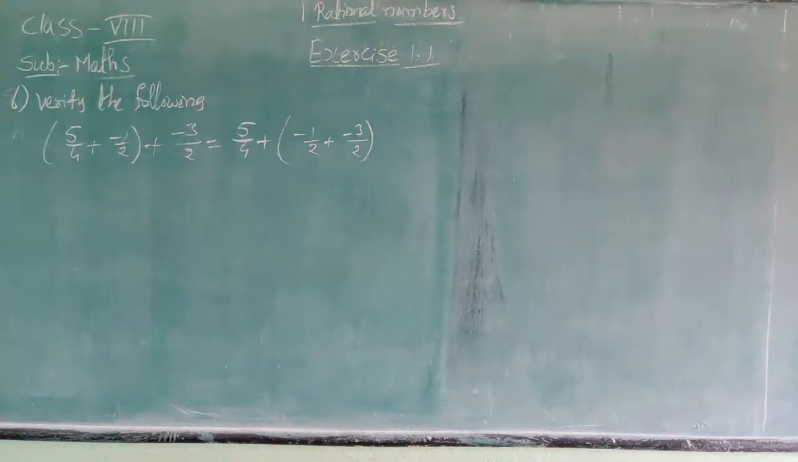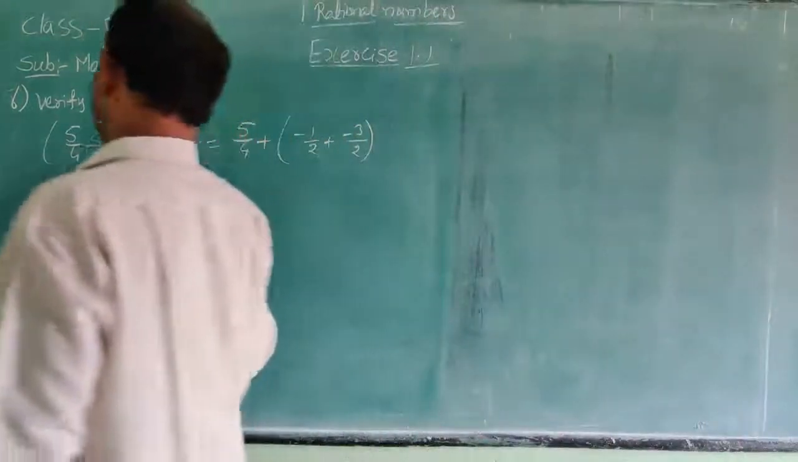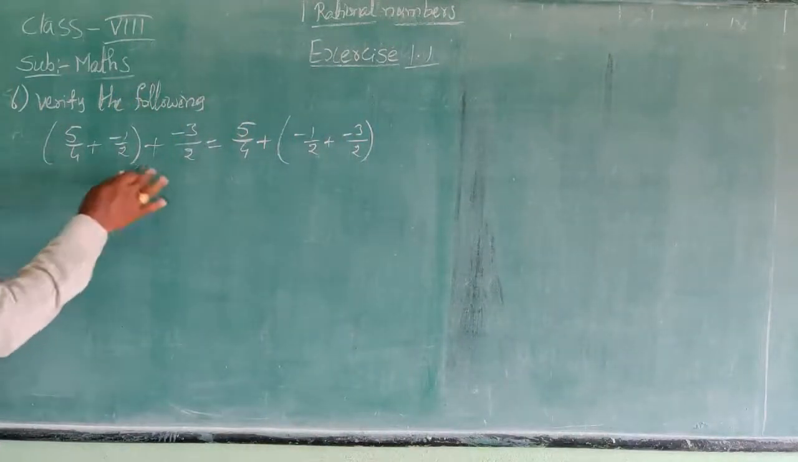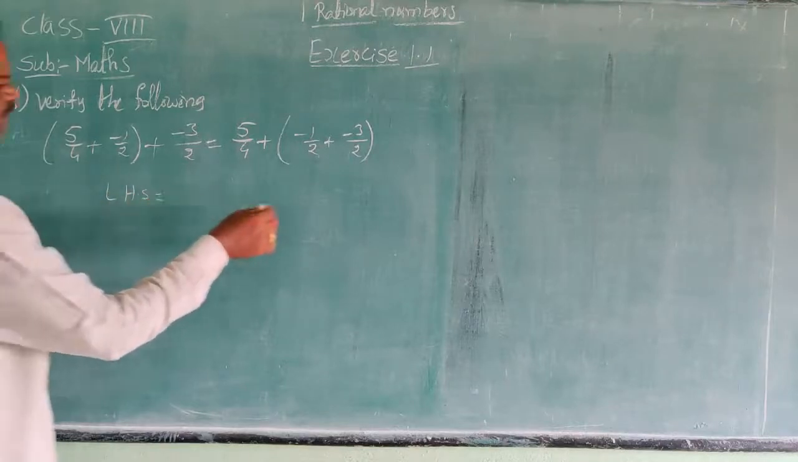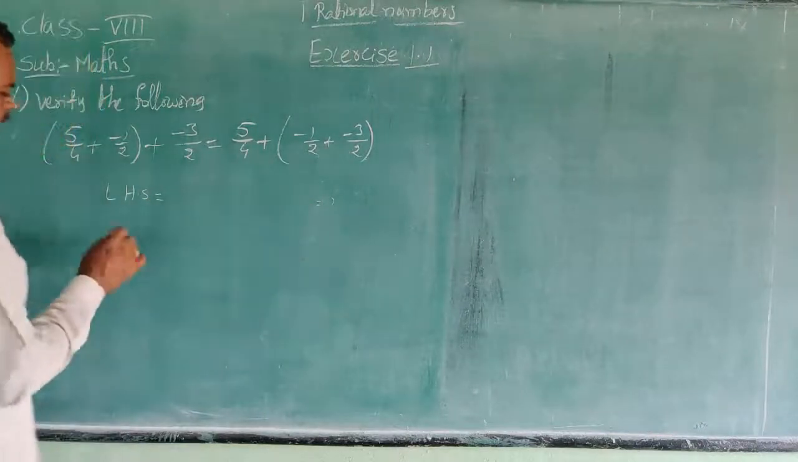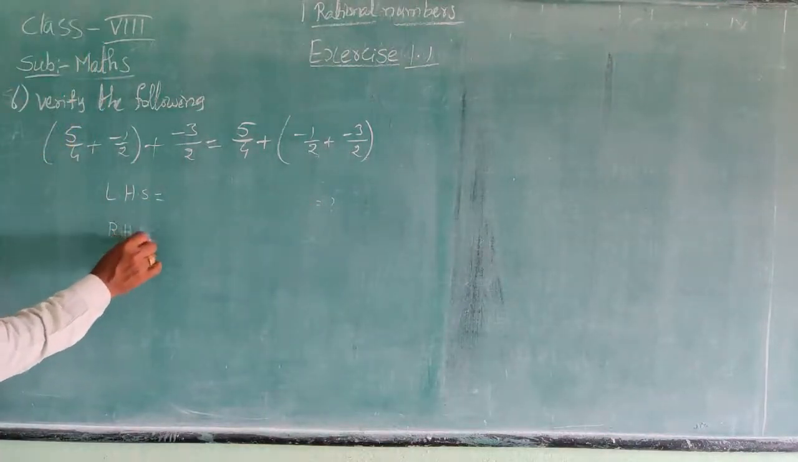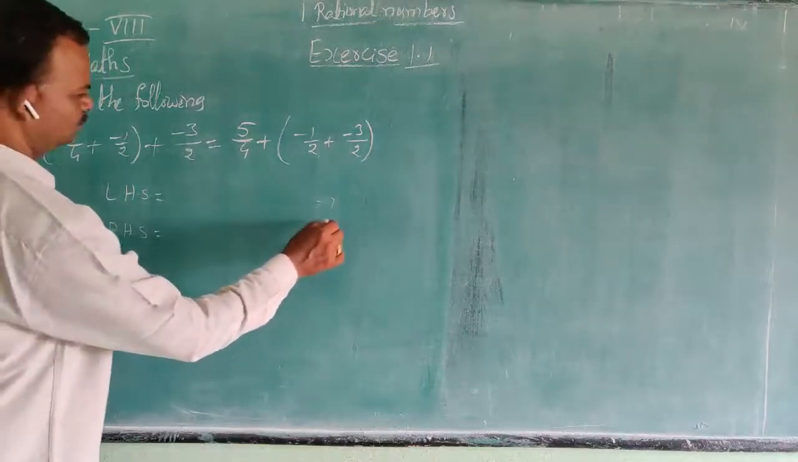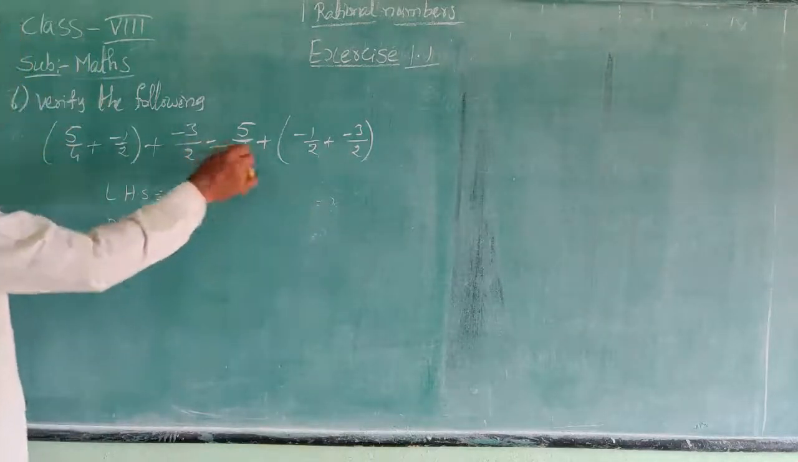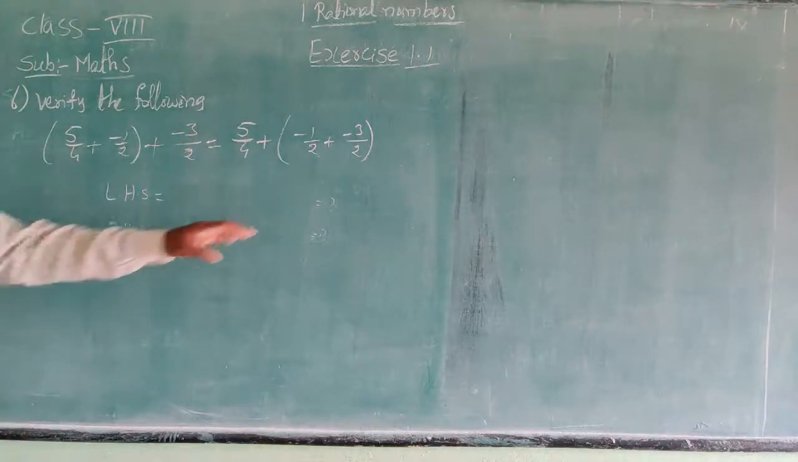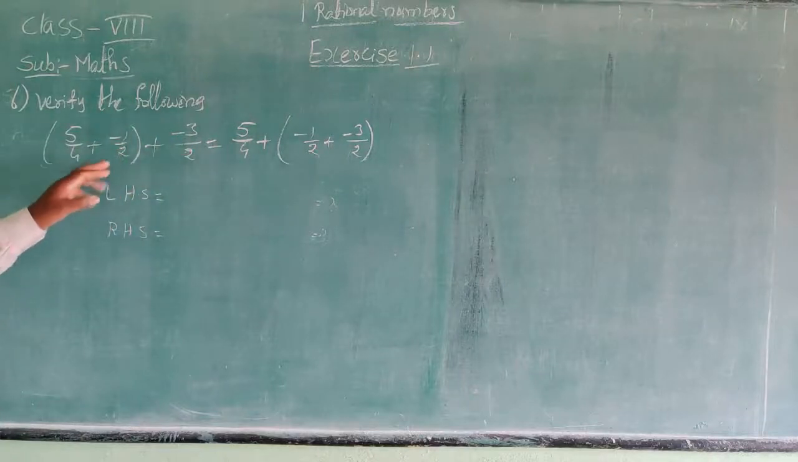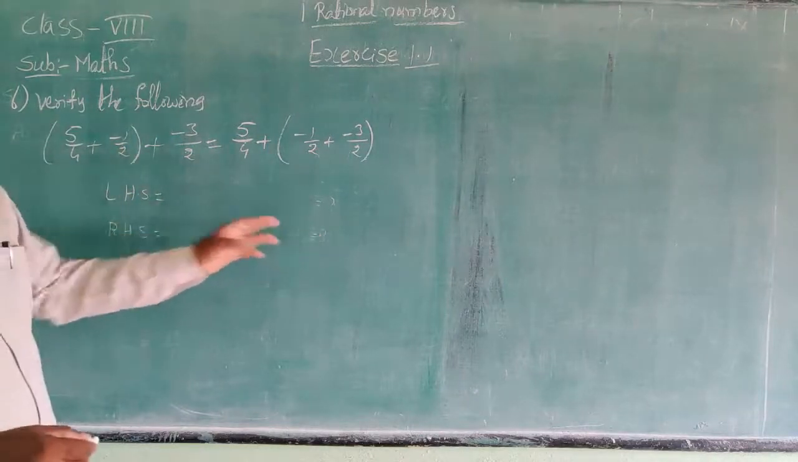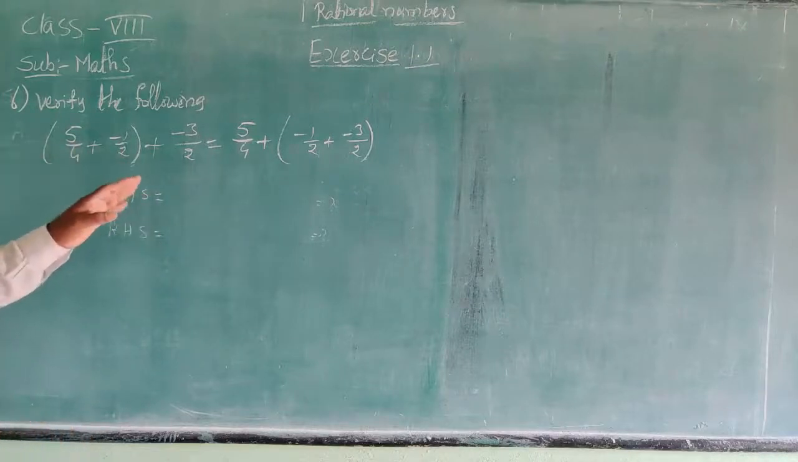We will verify the value, whether they are equal or not. We will do the sum. First of all, I take the LHS value and find the value, and next we will take the RHS value and find the value. If these two values are equal, it is equal. If these two values are not equal, you will write they are not equal, LHS not equal to RHS. If they are equal, LHS is equal to RHS. And next you will write the last step.